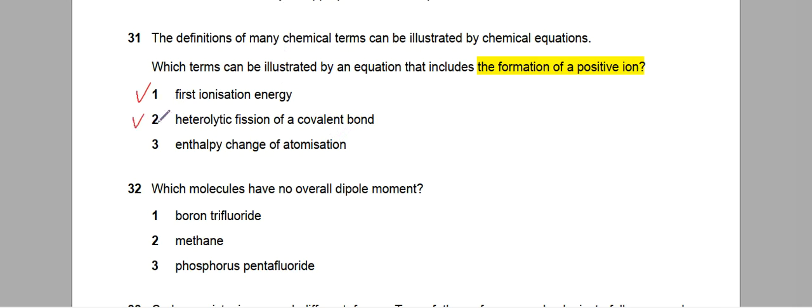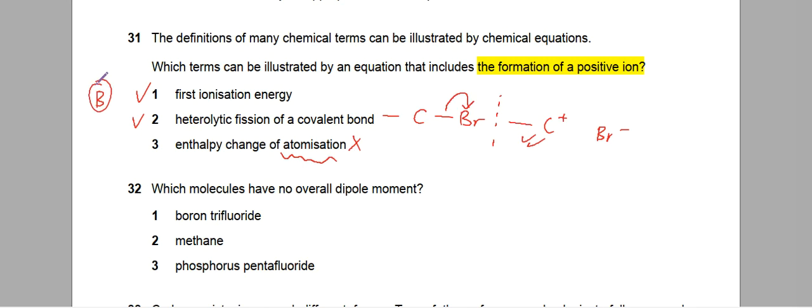Heterolytic fission of covalent bond, it's like when you have a covalent bond, it is unequal breaking of the bond, where the pair of electrons is exclusively taken by one of the parties, so you end up with C plus and Br negative, so it forms this C plus carbocation, so it's yes. Enthalpy change of atomization, no. Basically they separate into atoms only, not necessarily will form positive ion. So the answer is B, for 1 and 2.